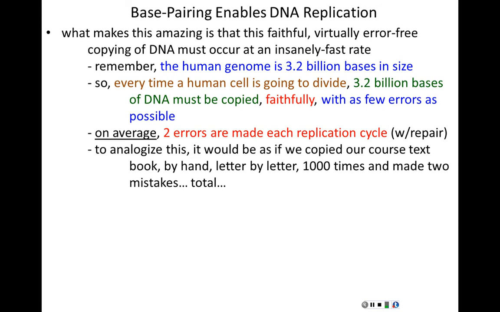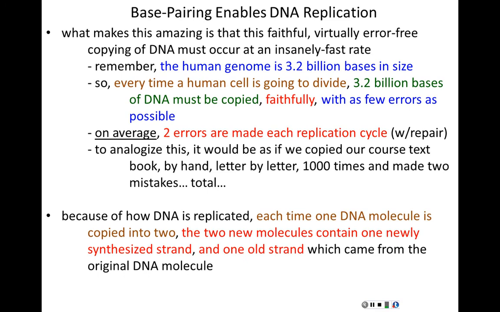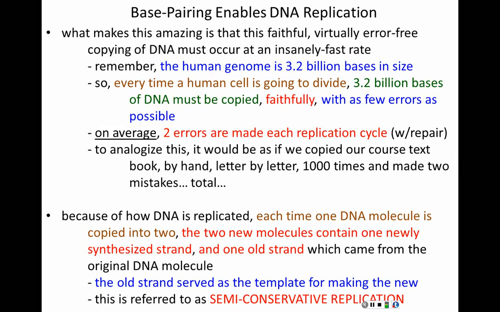It's just amazing. Because of how DNA is replicated, each time one DNA molecule is copied into two, those two new molecules of DNA contain one newly synthesized strand, but the other strand is old. This process is called semi-conservative replication, and it is because an old strand is serving as template for making the new one. It's a little bit hard to understand in words, so let's look at the figure here to make more sense of it.